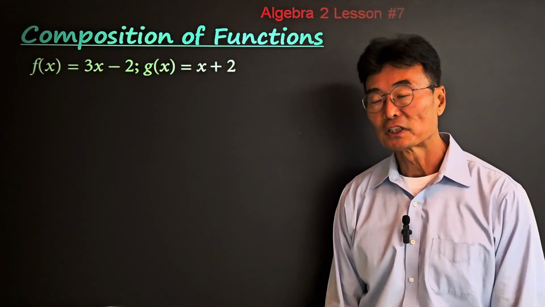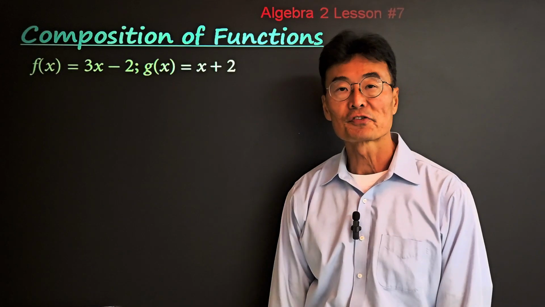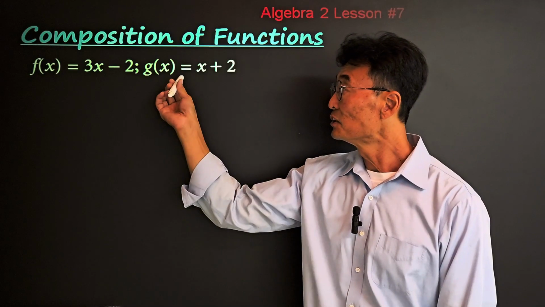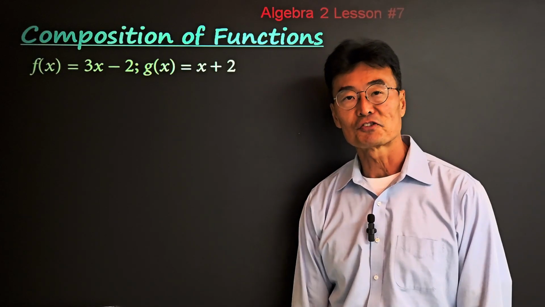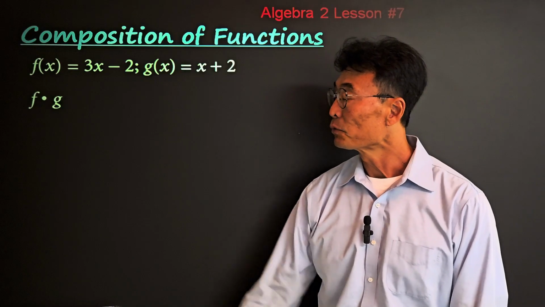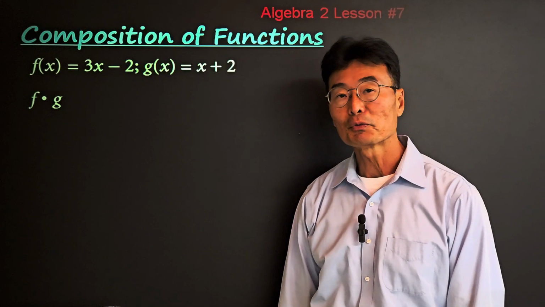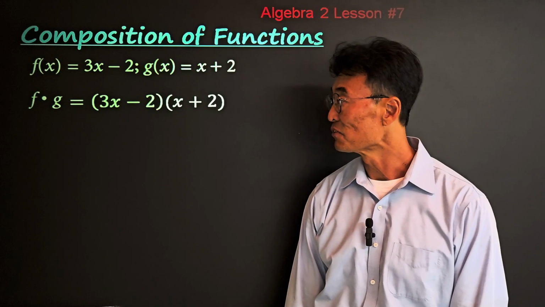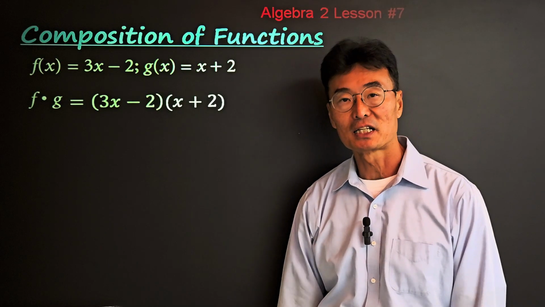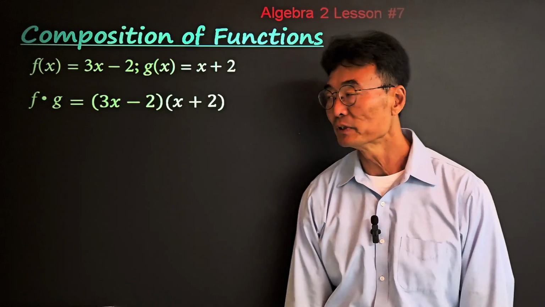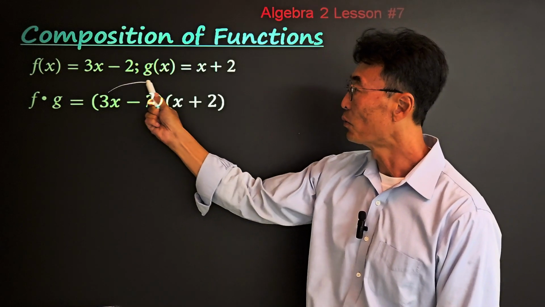Here we're given two functions, f of x equals 3x minus 2 and g of x equals x plus 2. And if we were told to do f times g, we would simply multiply the two functions, 3x minus 2 times x plus 2.